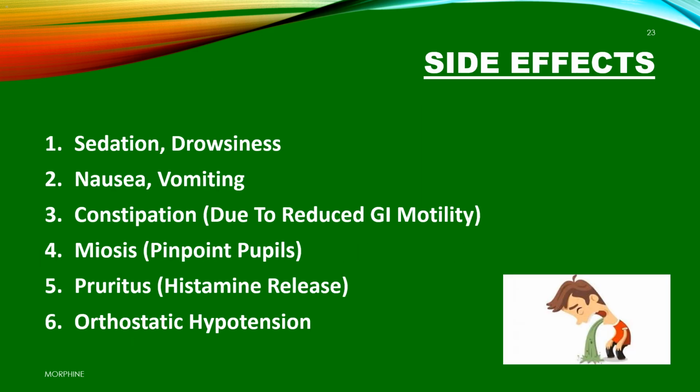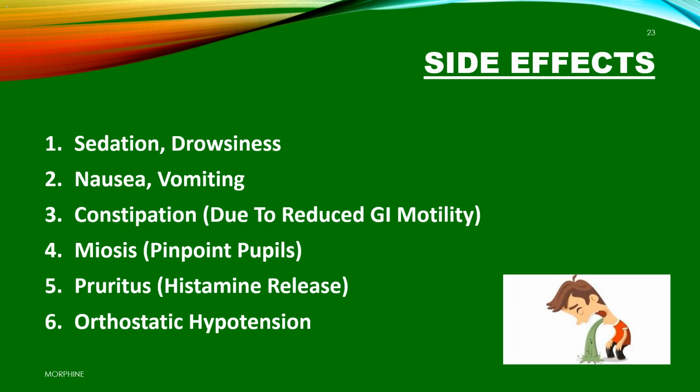Side effects of morphine. 1. Sedation, drowsiness. Morphine can cause feelings of sedation and drowsiness, which can impact a patient's ability to perform daily activities. 2. Nausea, vomiting. Morphine can stimulate the chemoreceptor trigger zone in the brain, leading to nausea and vomiting in some patients. 3. Constipation.